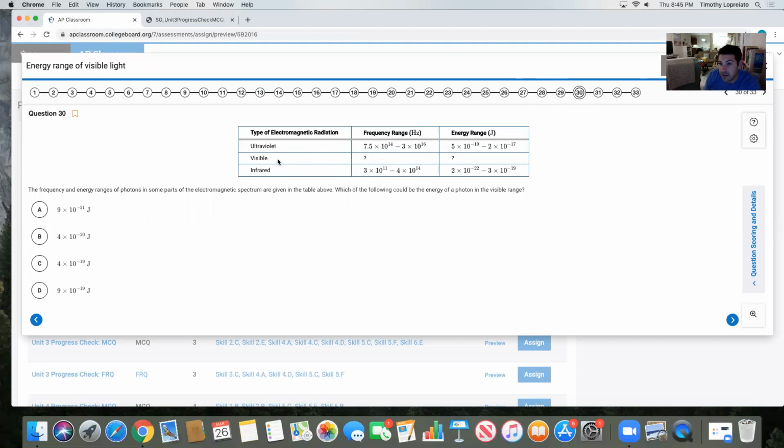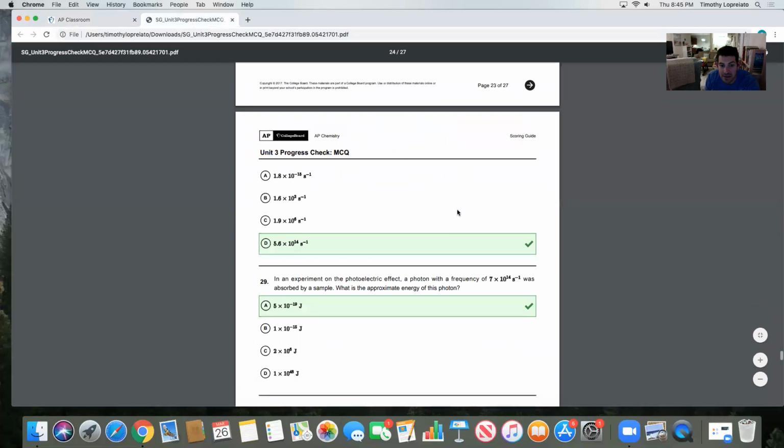All right, so think about it. The visible range, it's Roy G. Biv: red, orange, yellow, green, blue, indigo, violet. So infrared is just beneath it, ultraviolet just above it. So it's got to be in this 10 to the 14th range for its frequency. So its joules are going to be in that 10 to the negative 19th range, and it's got to be above 3, below 5. I'm going to go with 4 times 10 to the negative 19th, choice C.